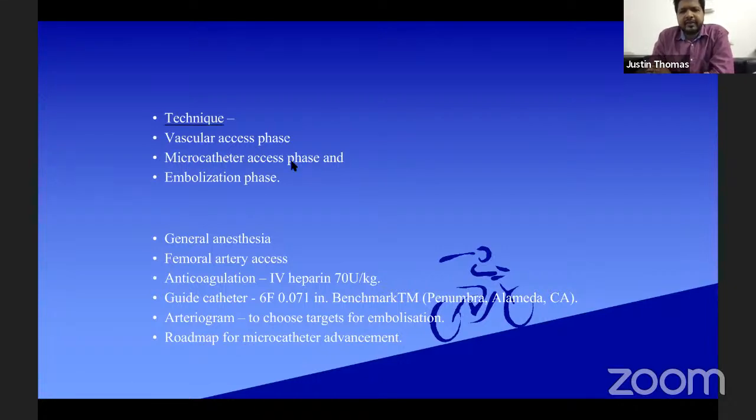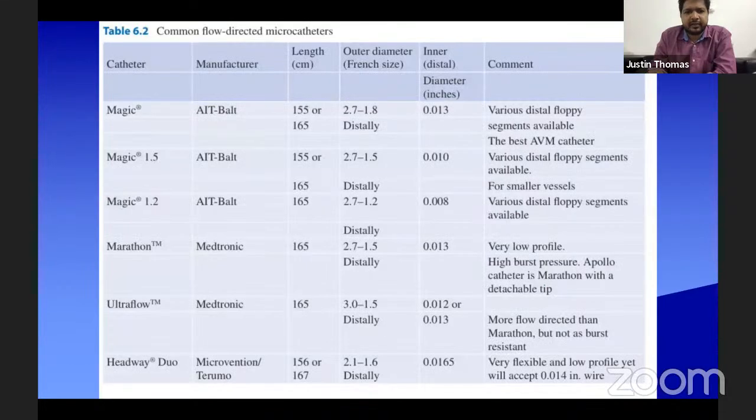Cerebral AVMs are usually done under general anesthesia. Usually the femoral artery is punctured, and the usual anticoagulation is given at a dose of 70 units per kg. The guide catheter of adequate French size should be inserted, and a proper angiogram of all 6 vessels should be done to find the targets which should be embolized, and the roadmap should be placed for microcatheter advancement.